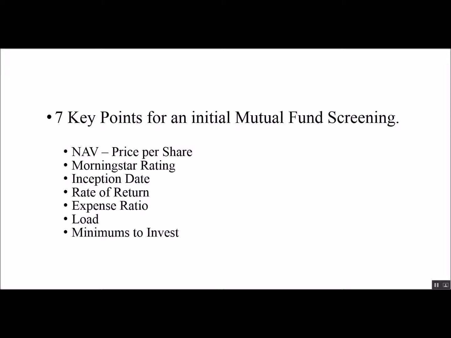Similar to stocks, mutual funds have a NAV, or net asset value. They have a price per share. So that'll be the first thing we'll take a look at. The second item we're going to look at is the Morningstar Rating. Morningstar provides a rating of mutual funds from 1 to 5 stars, 1 being the least attractive mutual fund, 5 being the most attractive mutual fund. In general, when I'm looking at a mutual fund, I'll focus on 4 and 5 star ratings for Morningstar.